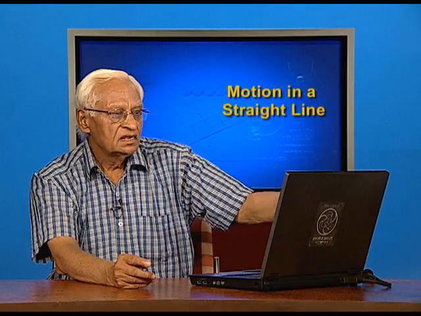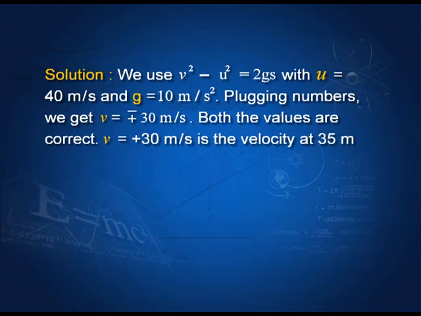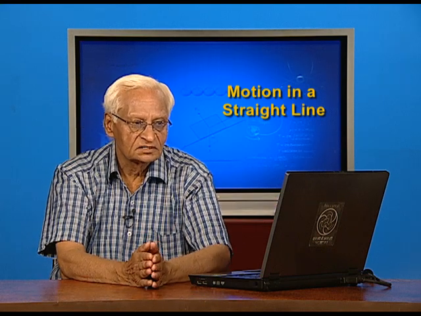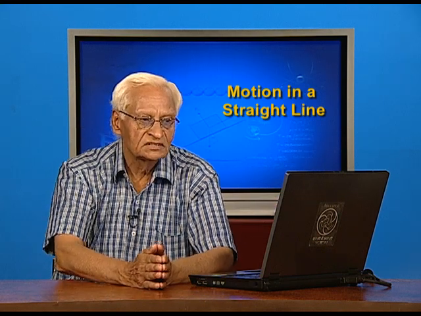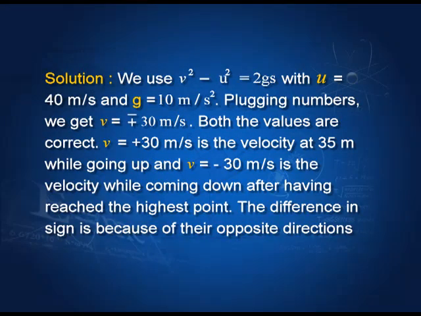In this case, the initial speed is given as 40 meters per second. We need to find the speed at 35 meters height from the ground. So, we use v square minus u square is 2 g s, u is given, g is given. Plugging these numbers, we get v equal to plus minus 30 meters per second. Again interesting, you get two results, plus minus 30 meters per second, and we have to choose very carefully the correct result. In this case, it happens that both the values are correct.